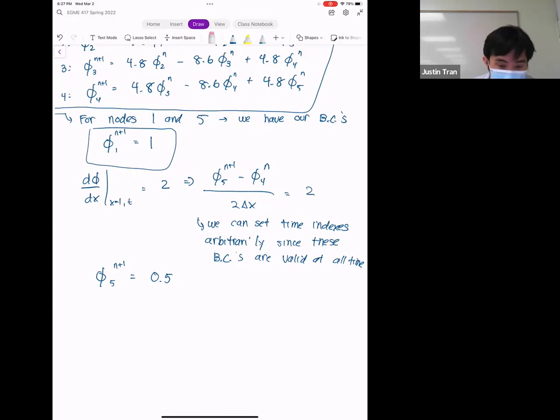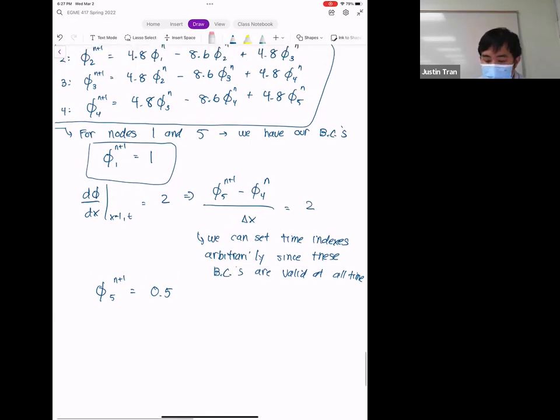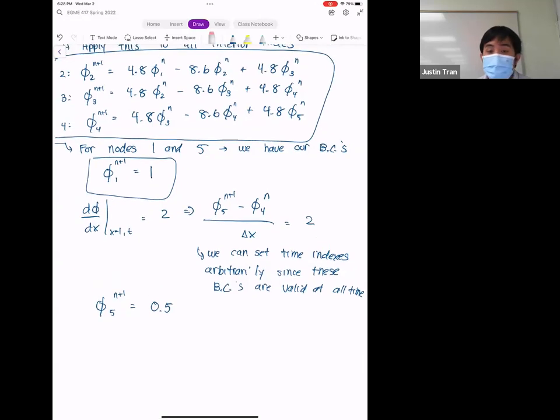Can you put the n on phi5? No. So in this case, you need the n plus 1 on phi5 because we have an n plus 1 equation for phi4 already. And because phi4 is an interior node, we use the finite difference equation for that. And so we need to put the n plus 1 on phi5 in this case.